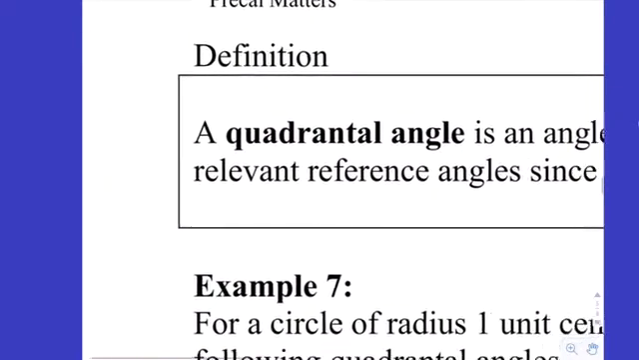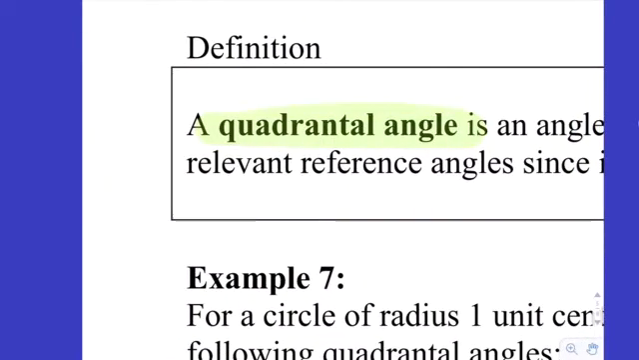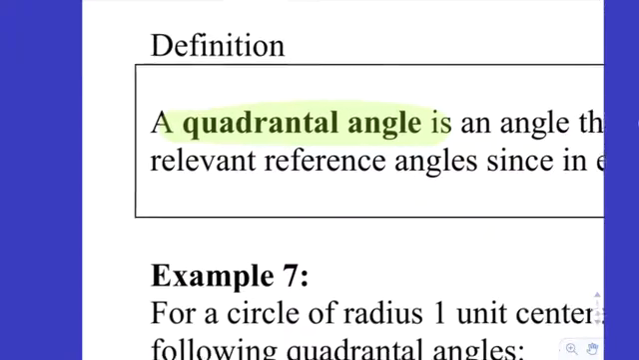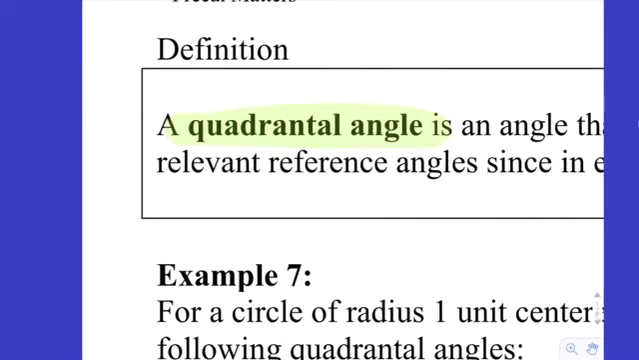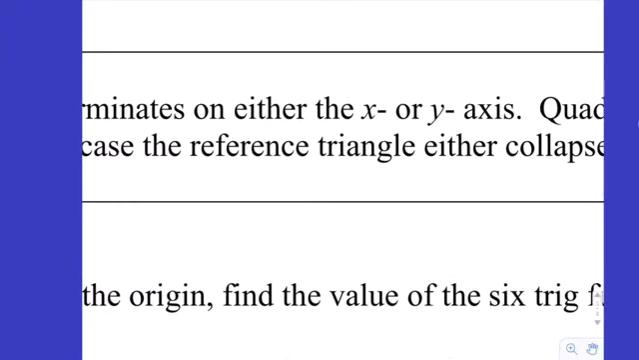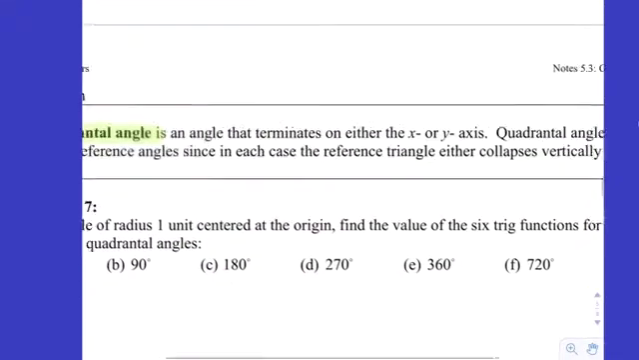We've talked about this, but here's the official definition. A quadrantal angle. Most of the angles we've seen so far, theta, terminate in one of the 4 quadrants. But every once in a while, you'll have an angle that terminates on the x or y axis. That's what a quadrantal angle is. A quadrantal angle is an angle that terminates on either the x or the y axis. So like 0, 90 degrees, 270, 180, 360.